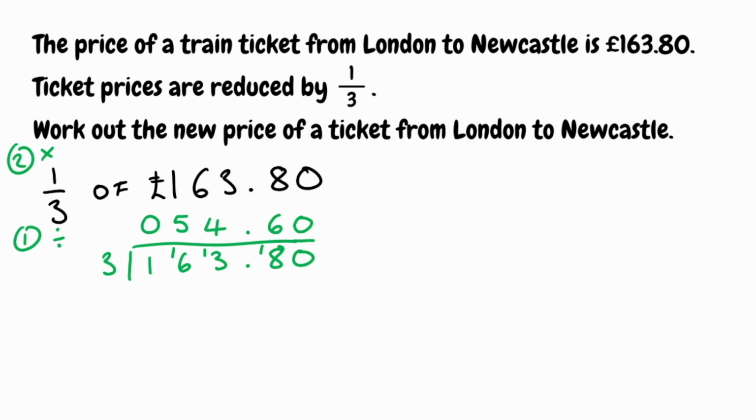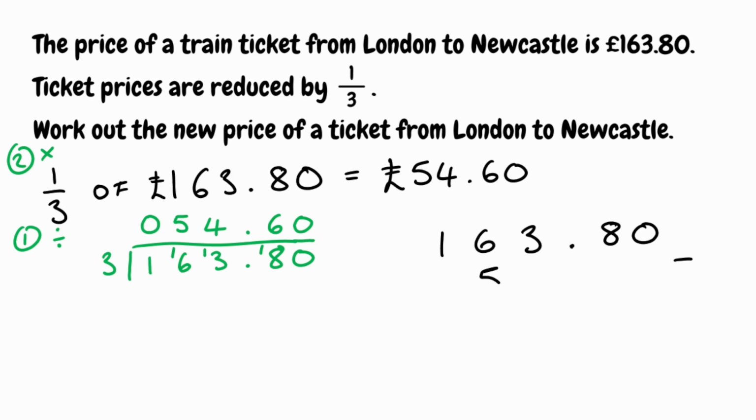So 1/3 of £163.80 is £54.60. So because it said in the question that tickets are going to be reduced by 1/3, that means that the ticket prices are going to be reduced by £54.60. So our final calculation here would be to take that £163.80 and take away that £54.60 that we've just figured out.